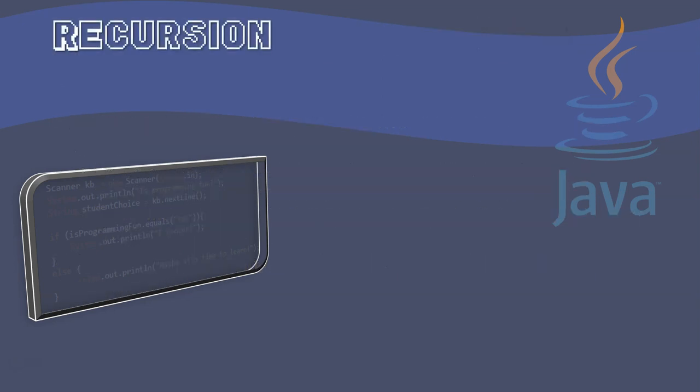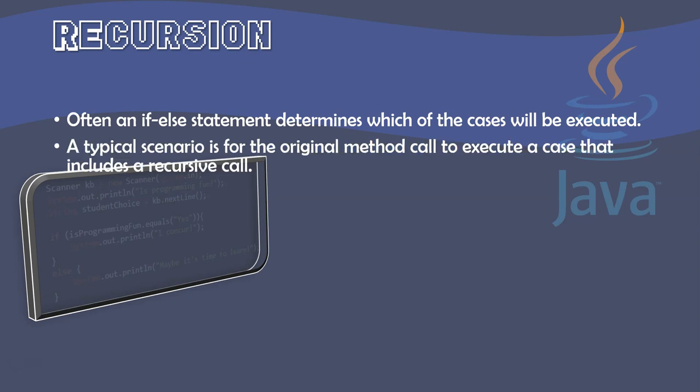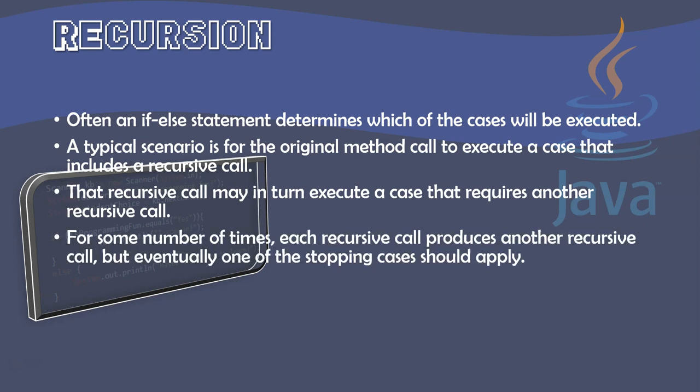So how does it tie back to what we're talking about with recursion? Well, if you recall, we have an if-else statement in our rightVertical method, and it's often used to determine which one of those cases we are using. Are we using the recursive case, or are we using the base case? A typical scenario is for the original method call to execute a case that includes a recursive call. That recursive call may in turn execute a case that requires another recursive call. Then for some given number of times, each recursive call produces another recursive call, but eventually one of the stopping cases should apply.